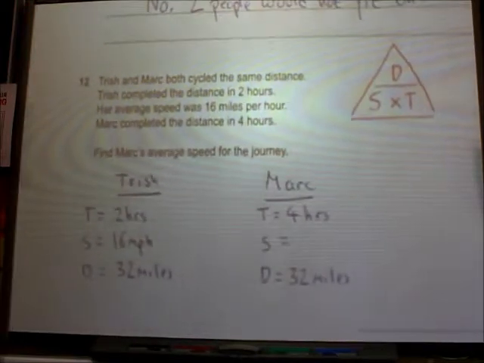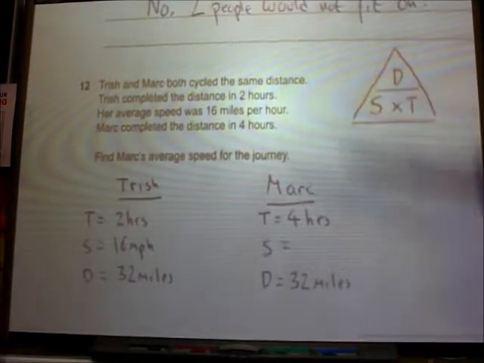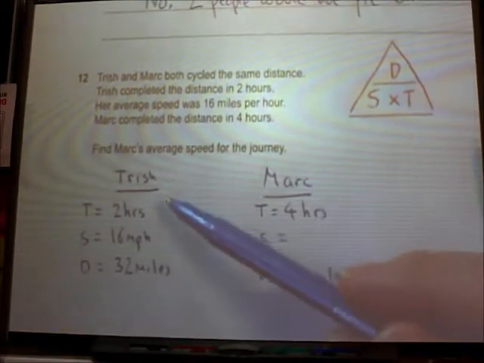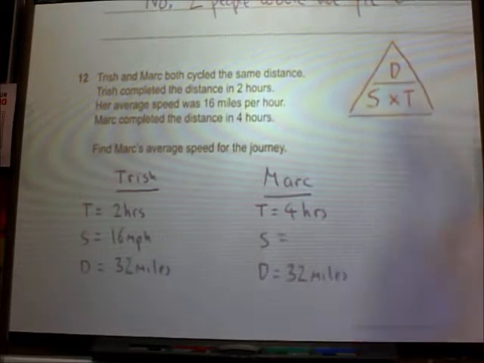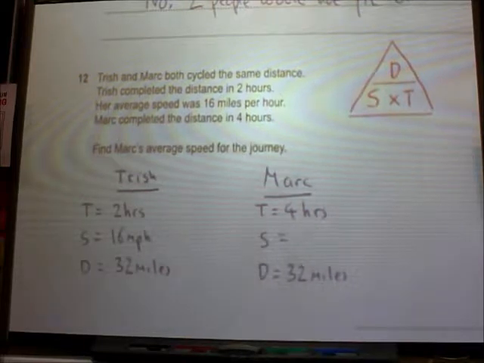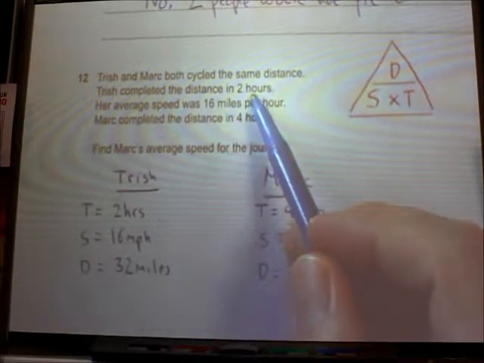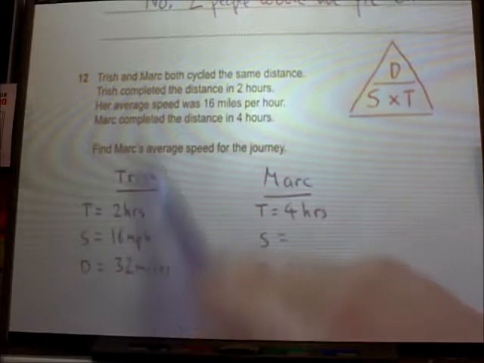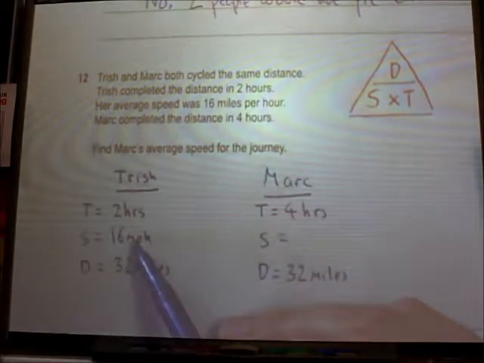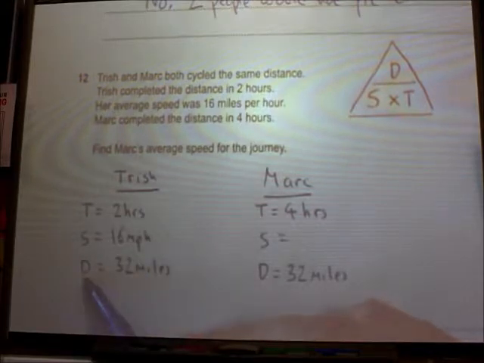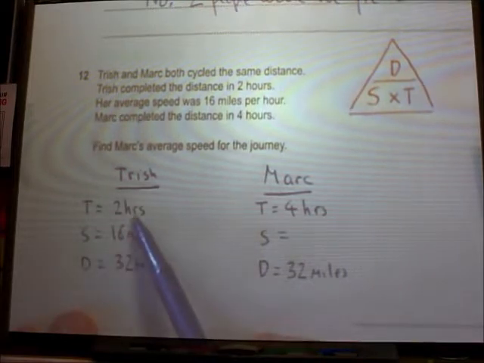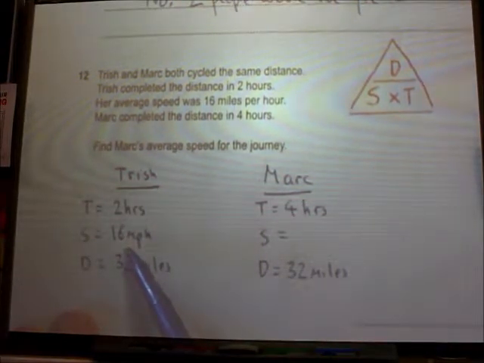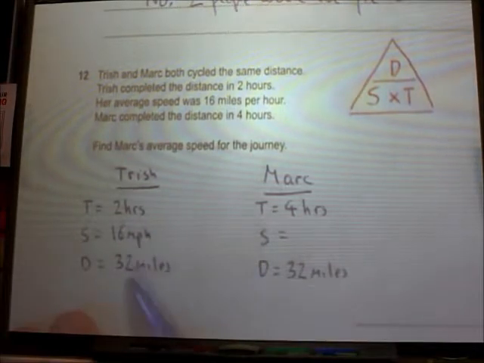Right, next one. Trish and Mark, they're doing a bit of cycling and they've cycled the same distance. Right, what I've done for this one, look, for Trish, I've written out all of her bits and pieces here. There's your speed, distance, time triangle, and it's a speed, distance, time question. So Trish completed the distance in 2 hours. So my time for Trish is 2 hours. Her average speed was 16 miles an hour. And what I've done, look, the distance for Trish, you don't actually need this really. I hope you can recognise that if she's travelling for 2 hours, an average speed of 16 miles per hour, well, in 2 hours she's going to do 2 lots of that 16, so she's going to travel 32 miles.